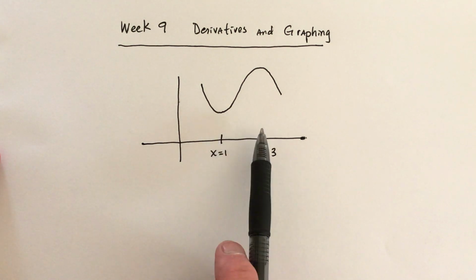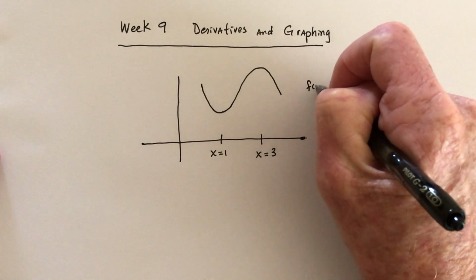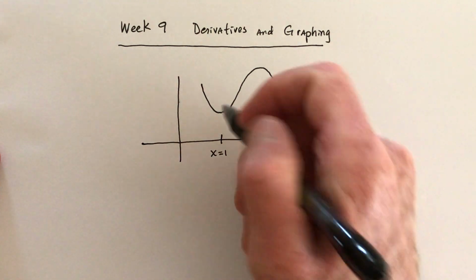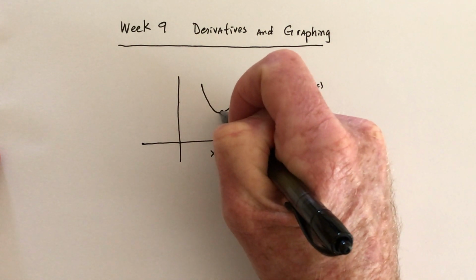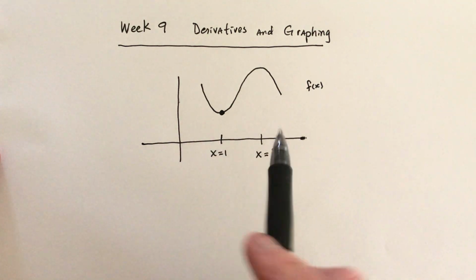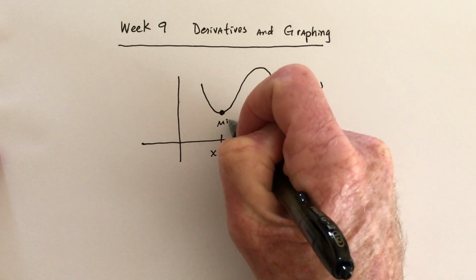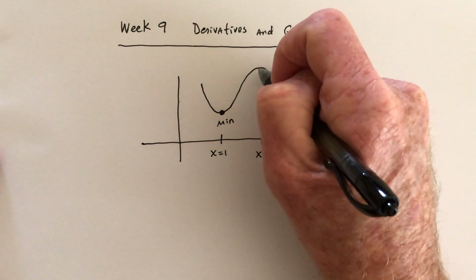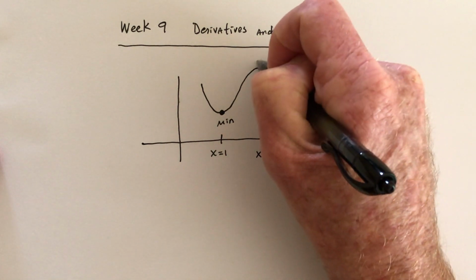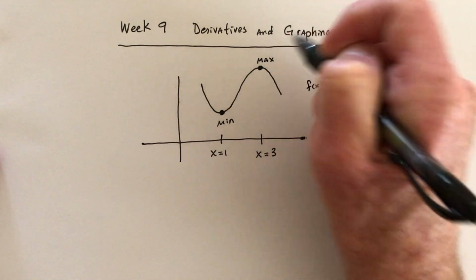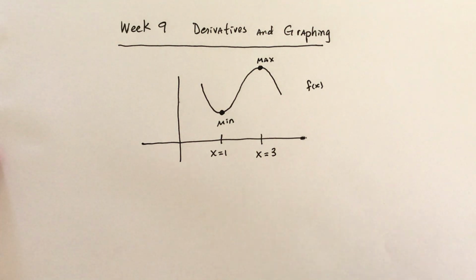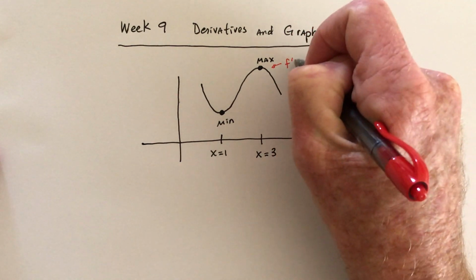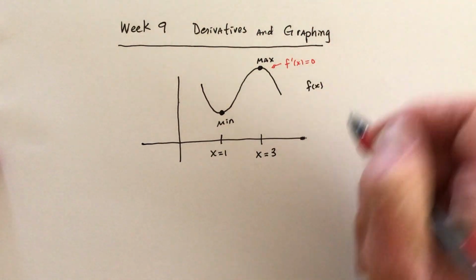So for example, suppose that I have this graph and I'll just call it f of x. And you can see that right here at x equals 1, something important happens. That's when it gets to the bottom of this little trough. That is called a minimum, which I usually just abbreviate min. And when you go to where x equals 3, it gets to the top of this hill, then that's a maximum, which I abbreviate as max. So at those two places, we would have that the derivative is equal to 0.